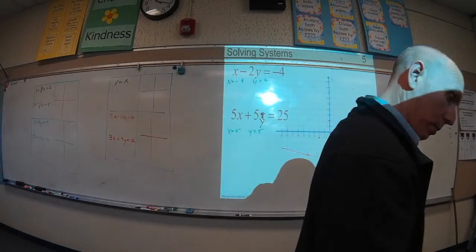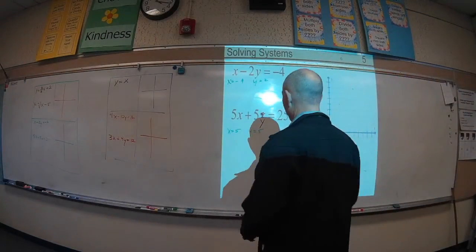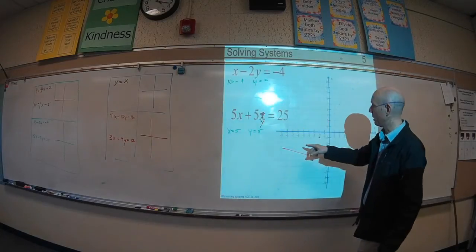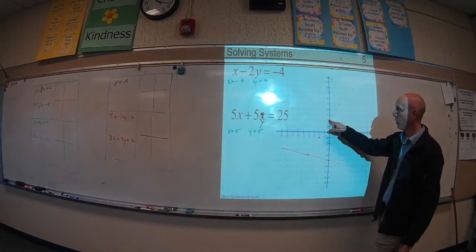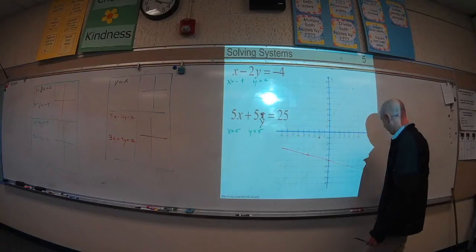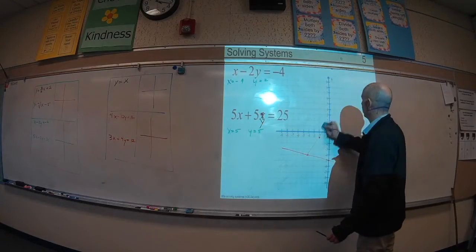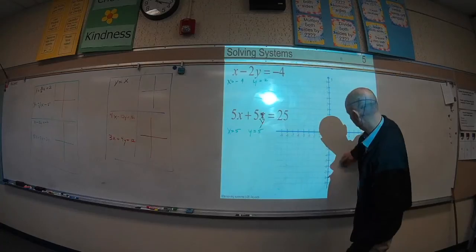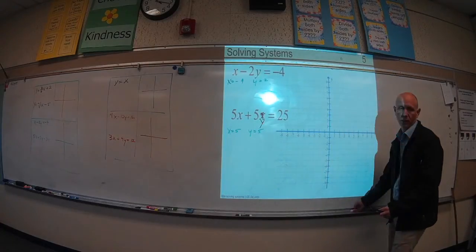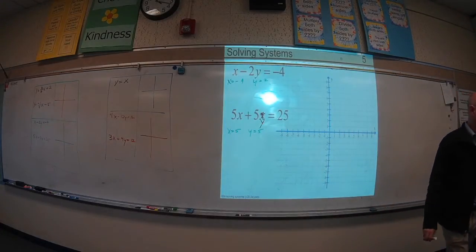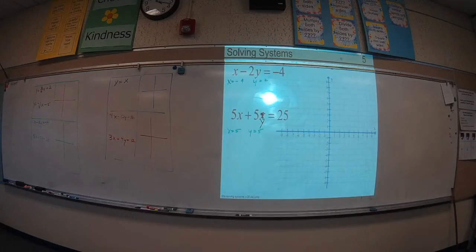Okay. And so you're plotting this. So to plot it, you're gonna put a point at negative 4 on the x-axis and positive 2 on the y-axis and connect the dots. Then you're gonna put a point at 5 and 5 and connect the dots. Good. Now where's your system?